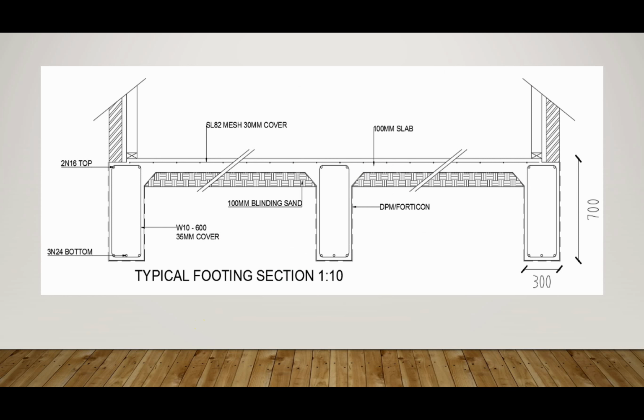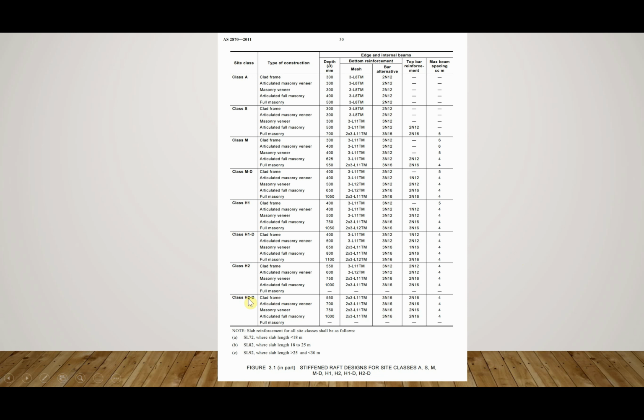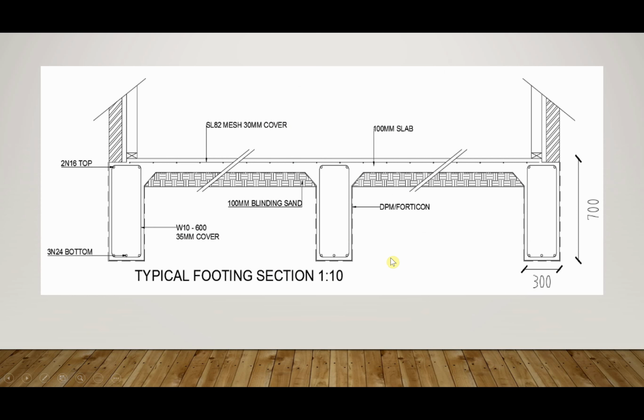This is a typical cross section. Okay, so remember our H2D, articulated masonry veneer, 700 millimeters deep, 3 N16s in the bottom, 2 N16s top. So what have we got here? We've got 2 N16s top. We've got 3 N24s in the bottom.